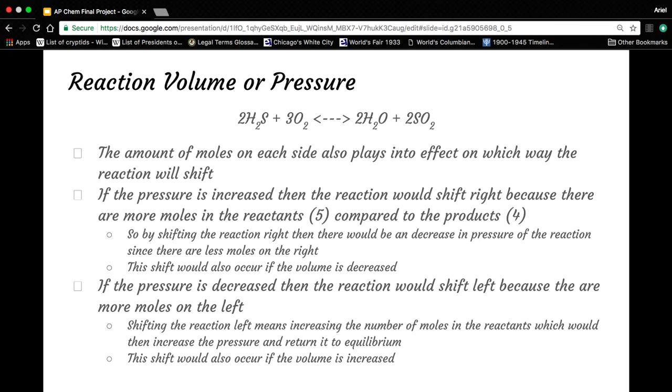This shift would also occur if the volume is decreased, and the opposite shift if the volume is increased. These are other ways you could be asked which way it would shift, because volume and pressure have an inverse relationship, which means as one increases, the other decreases. So if volume goes up, pressure goes down. If volume goes down, pressure goes up. That's all it is. So we're going to move on to the next factor.